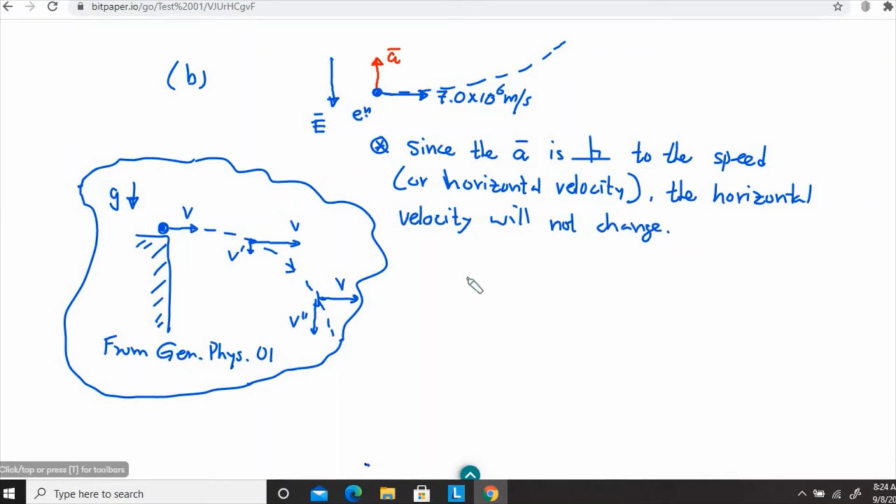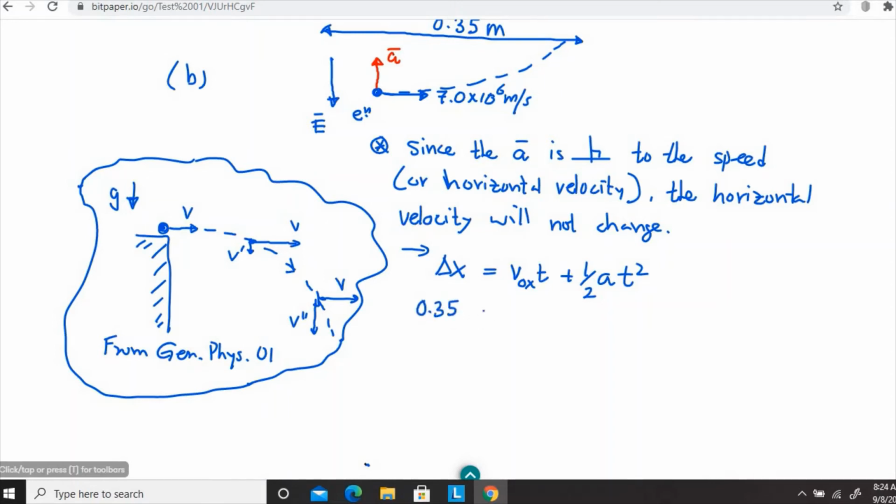Okay, so as a result, we can apply this expression: delta x in the horizontal direction equals v naught x t plus 1/2 a t squared in the horizontal direction. Delta x is the separation in the horizontal direction, and it's given in the problem. This distance between the start point and the end point, if you recall, was given as 0.35 meters. So we have 0.35.